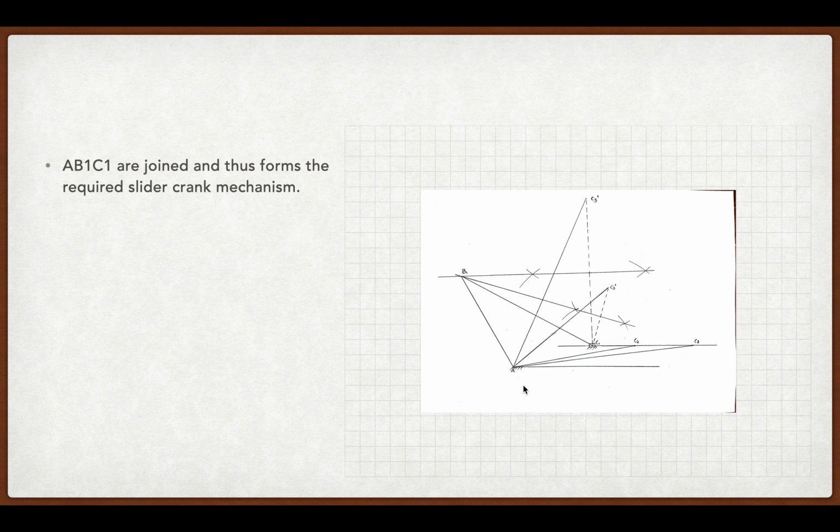Now, in the final diagram, we can observe that A, B1, C1 are joined and they form the required slider crank mechanism for our question.